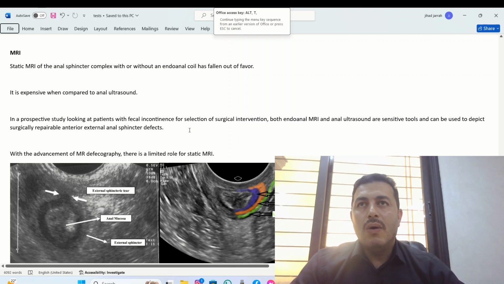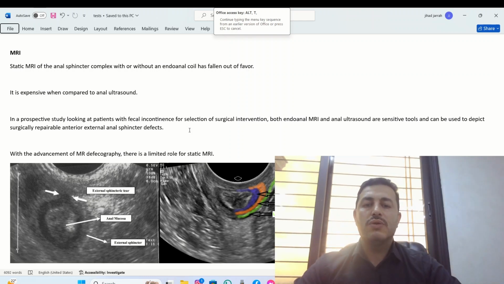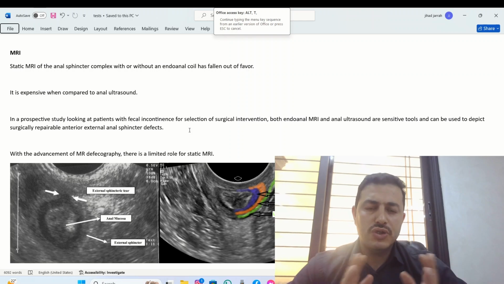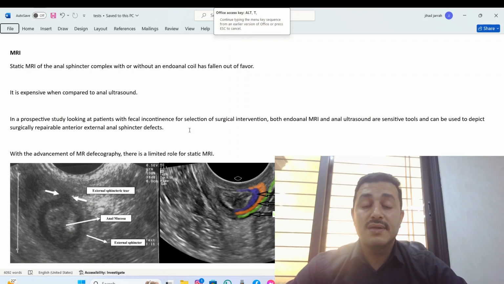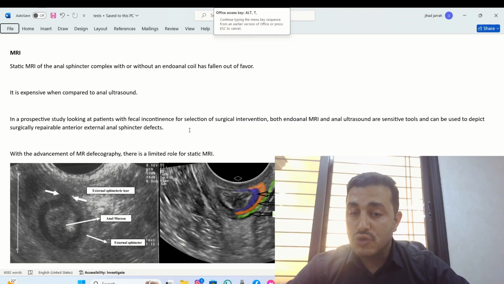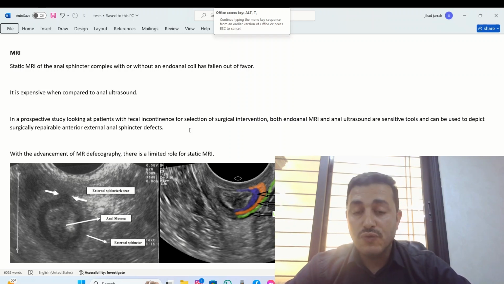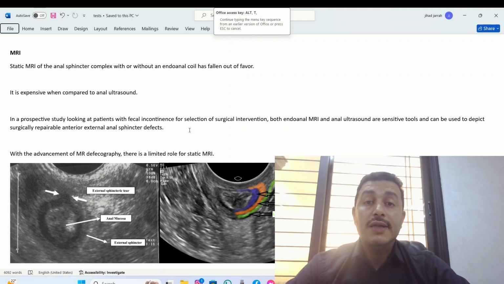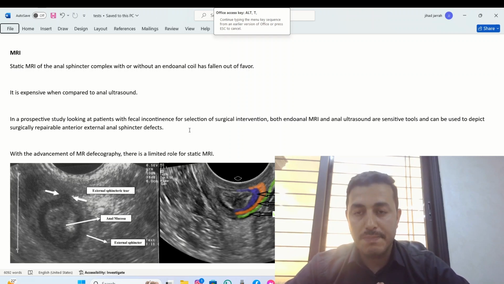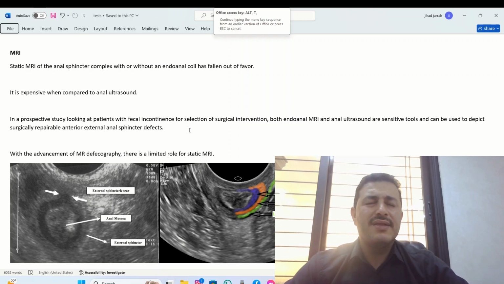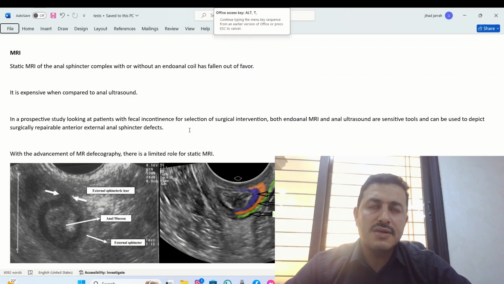From my previous surgical practice, we push the patient with fistula toward a MRI fistula protocol, which is a static imaging. Actually, it's not the modality of choice to assess the sphincters, falling out of favor when we compare it to endoanal ultrasound, which is the best, the gold standard. It is expensive, and this is again from my own experience in anal surgeries.